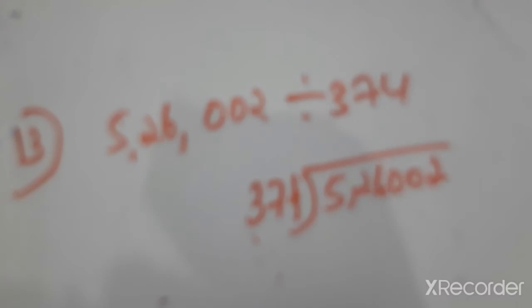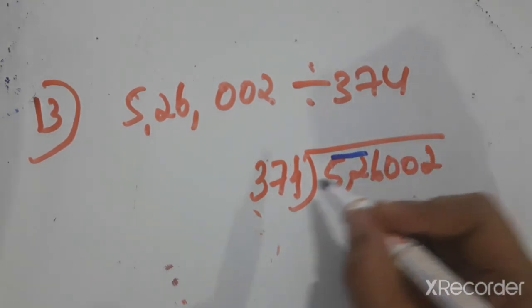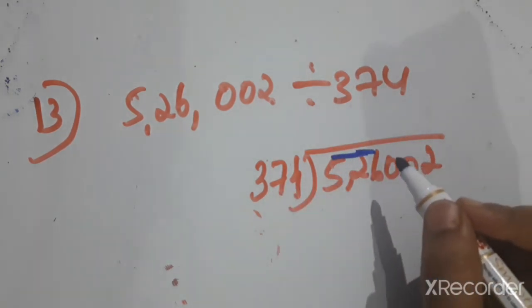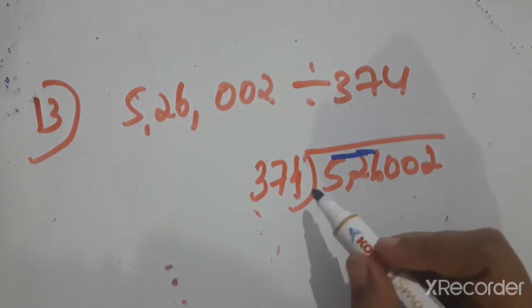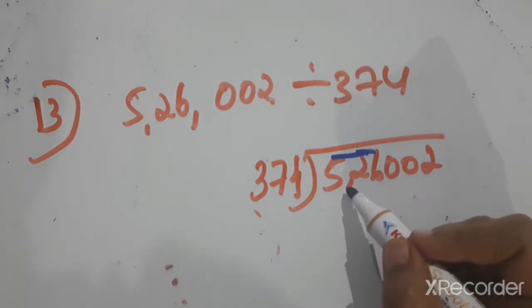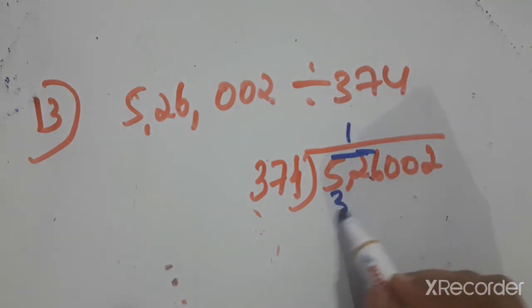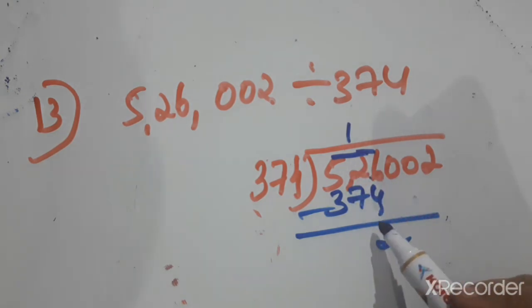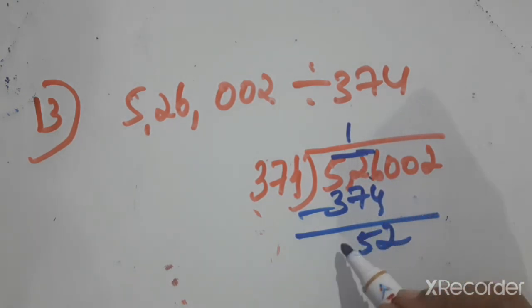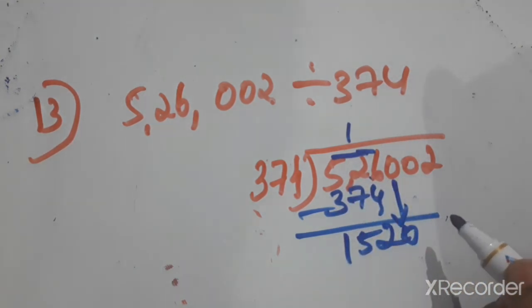5,26,002. Okay, 2 now. So we have to take 52, we can't take less than 370, so we have to take 3 digits, that is 526. 374 into 2 is 600 and change, which is greater than 526. So 374 ones are 374. Minus: 6 minus 4 is 2, 12 minus 7 means 5, 4 minus 3 is 1. Now bring down 1 0.